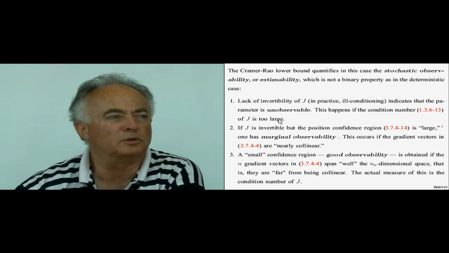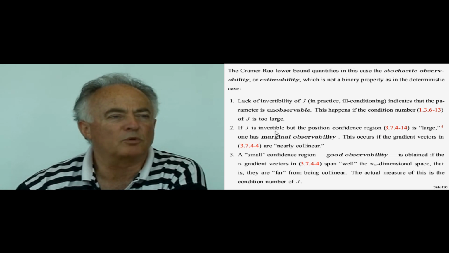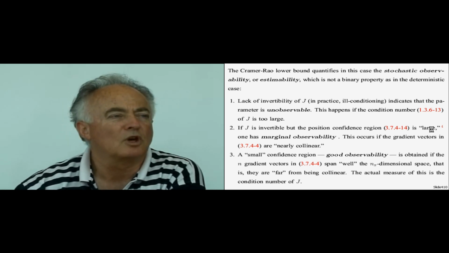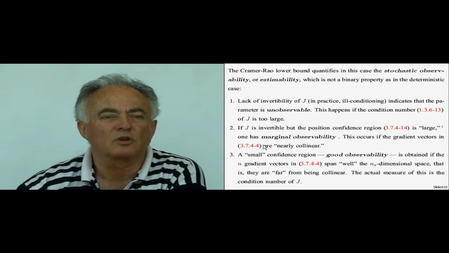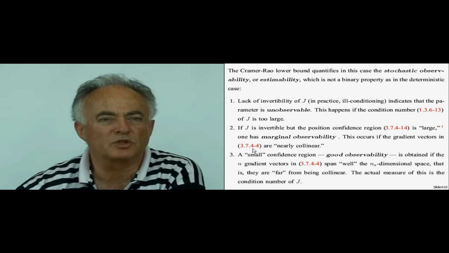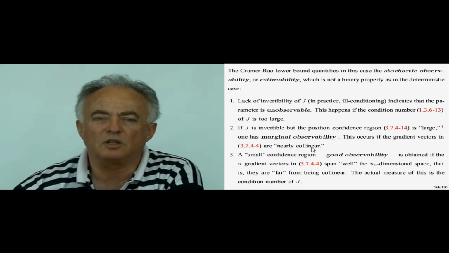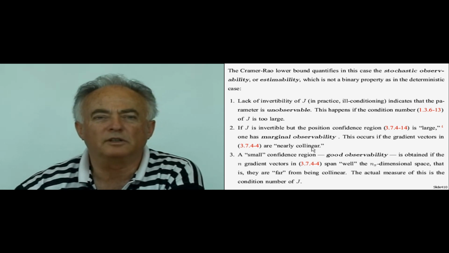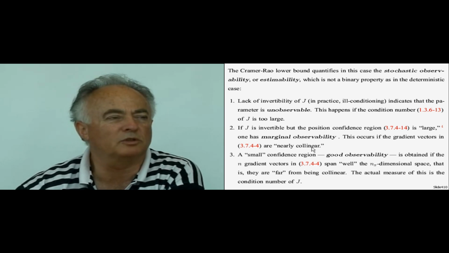That is a problem. If J is invertible, but the position confidence region is large, again, what large is, it's subjective, what we can say is we have marginal observability. And this occurs if the gradient vectors, which are in the dyads, some of those dyads in the Fisher information matrix, are nearly collinear. Then you have one or more eigenvalues that are quite large and others which are reasonable, even though the whole thing is invertible, but you might not be satisfied with the results.